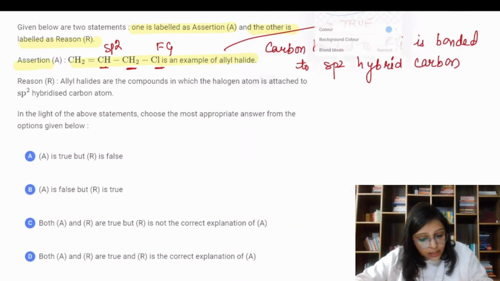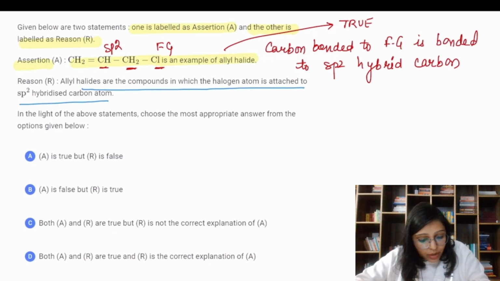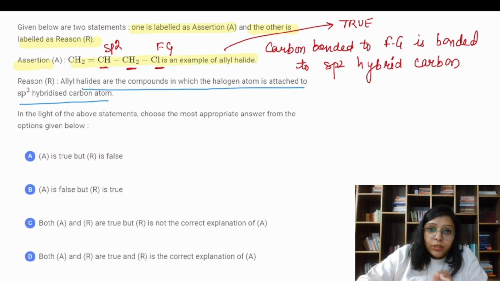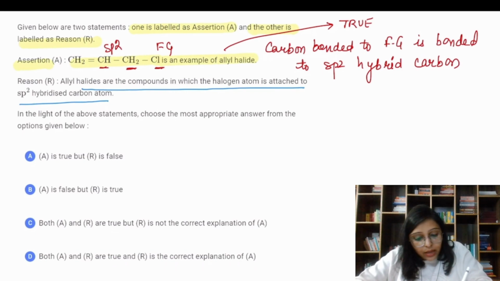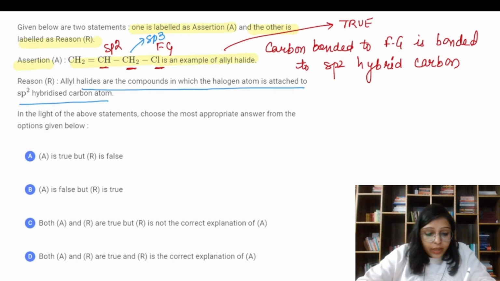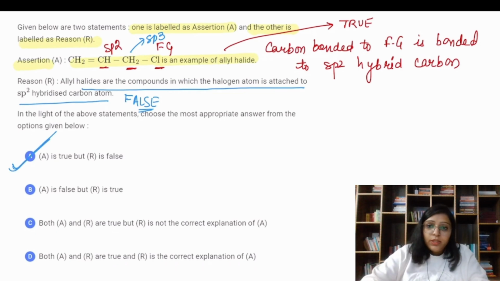Now let's check for the reason R. Allyl halides are the compounds in which halogen atom is attached to sp2 hybridized carbon atom. Allylic halides, right? No. Halogen atom is attached to sp3 hybridized carbon atom. Understood? So it means this statement is false. So basically what we can say, A is true but R is false. Option A is going to be the correct answer over here. Clear? Is it clear? Now let's do the next question.